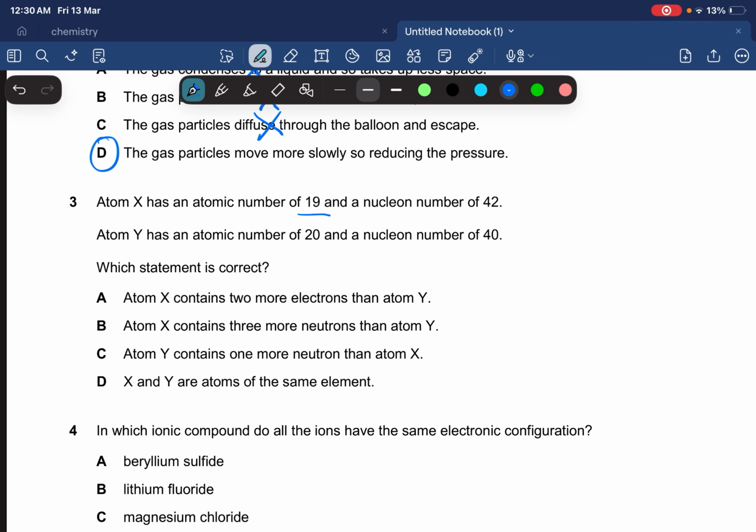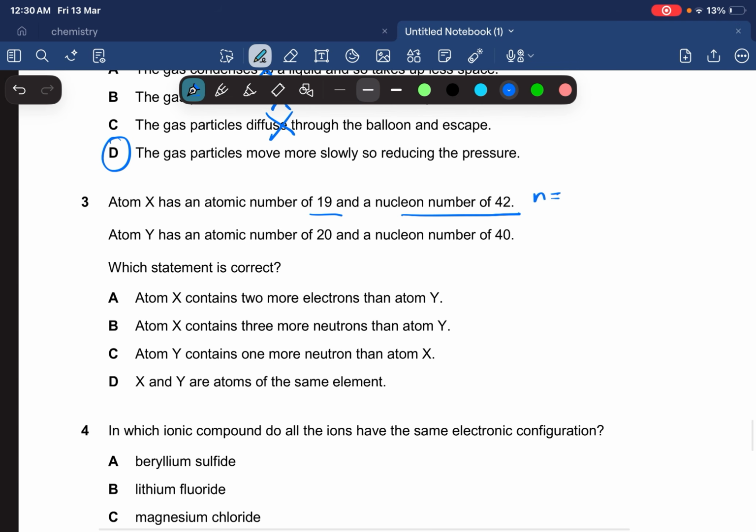Atom X has an atomic number of 19. That means it has 19 protons and 19 electrons, and a nucleon number of 42. That means it has how many neutrons? Neutrons are the nucleon number minus the atomic number, which is going to be 42 minus 19. So this gives us 23. Atom Y has an atomic number of 20 and a nucleon number of 40. So over here, the number of neutrons is going to be 40 minus 20, which equals 20.